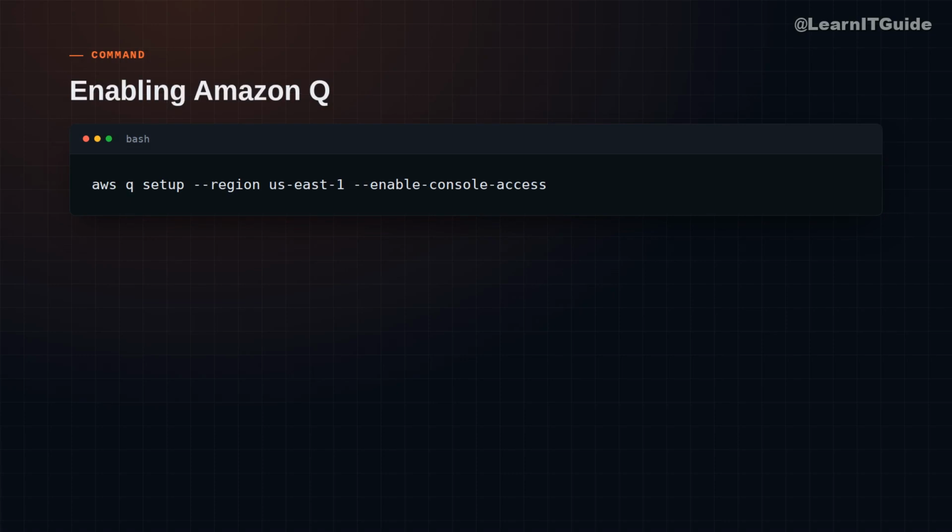This command configures the service in your preferred region and enables console access. Once this command finishes, the Q icon will appear in your AWS Management Console. It is a straightforward process, but ensure you have the latest version of the AWS CLI installed first.